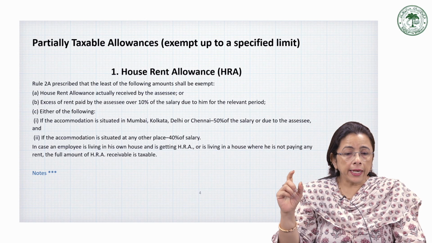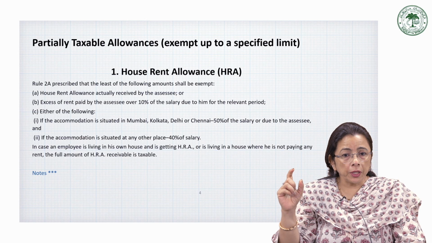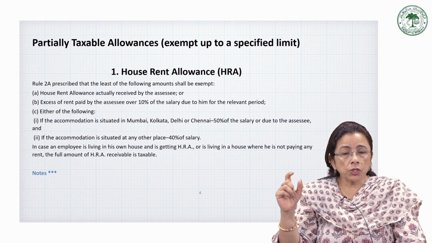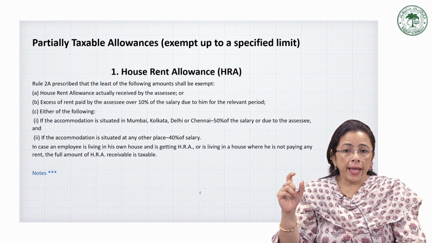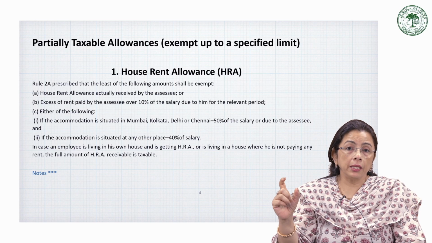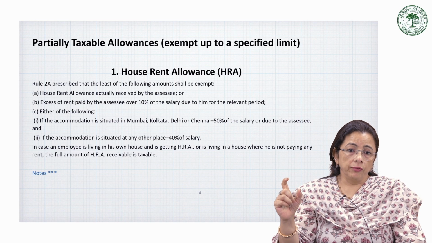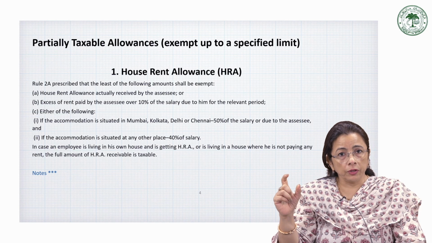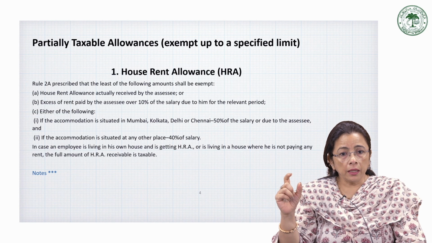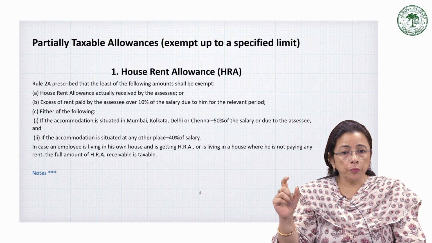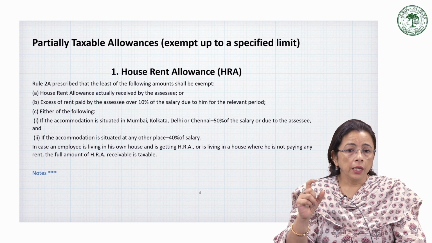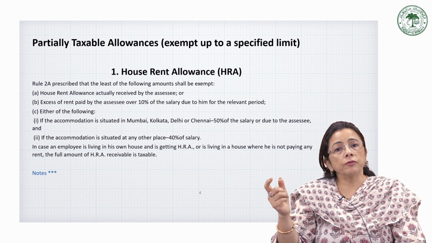Secondly, where the rent paid is in excess of rupees 1 lakh per annum, then the employee must report the PAN of the landlord to the employer for claiming the exemption. So if the rent is above rupees 1 lakh, you have to get the PAN card of the landlord. Then another important point here.